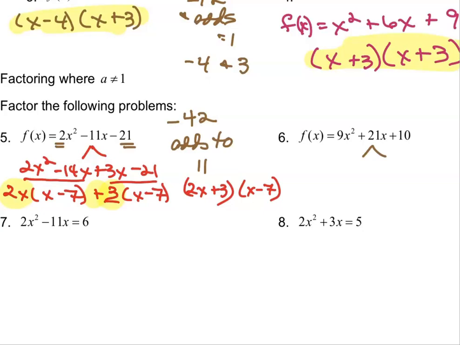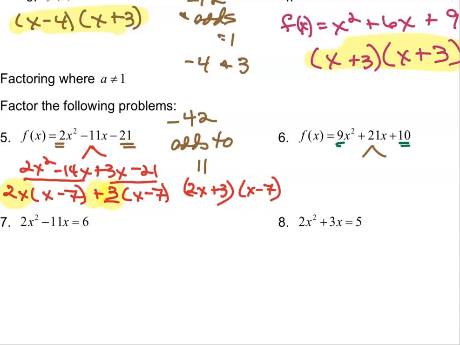And this is also a hard factoring, and I know that because the 9 is present and it's not a 1. So that's your A. Your A is not equal to 1. So you're going to say to yourself, what two numbers multiply to 90, so that's 9 times 10, and add to 21. So think about that for a second and see if you can get those two numbers. So you should pause the video.